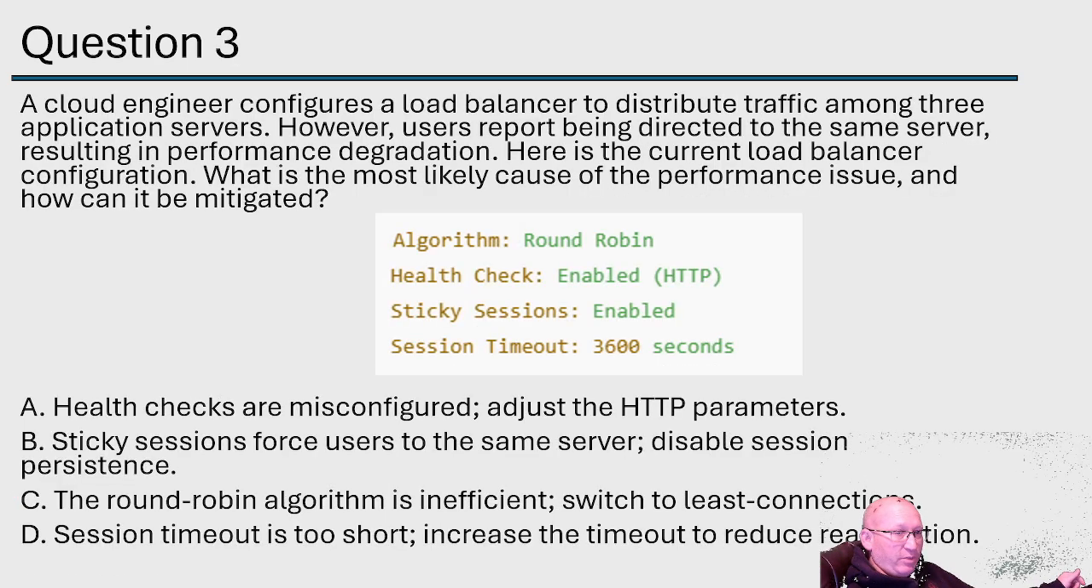All right, question number 3. A cloud engineer configures a load balancer to distribute traffic among 3 application servers. However, users report being directed to the same server, resulting in performance segregation. Here's the current load balancer configuration. What is the most likely cause of the performance issue, and how can it be mitigated? What do we think on this one?